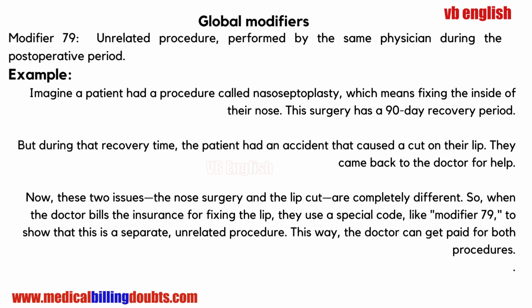Now, these two issues, the nose surgery and the lip cut, are completely different. So, when the doctor bills the insurance for fixing the lip, they use a special code, like Modifier 79, to show that this is a separate, unrelated procedure. This way, the doctor can get paid for both procedures.